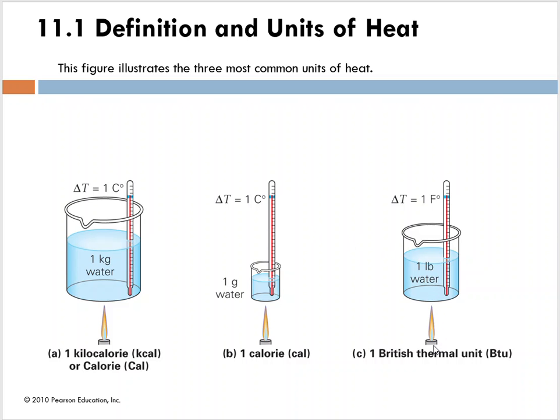And then the ones we hear about all the time, if you ever listen to what's happening with air conditioners or furnaces, is the British thermal units, or BTUs. This makes reference to 1 pound of water. If you were to put 1 BTU of energy into 1 pound of water, it would raise it 1 degree Fahrenheit.